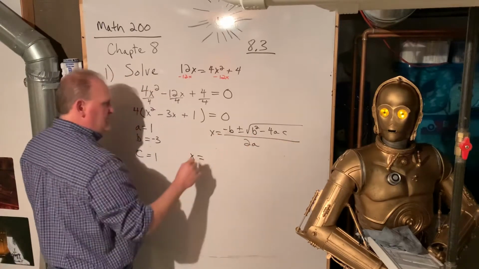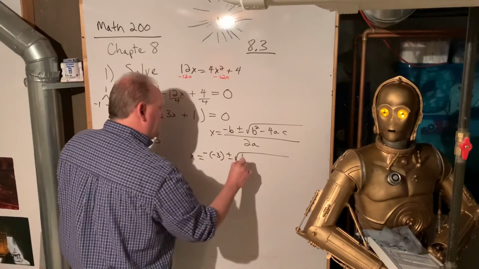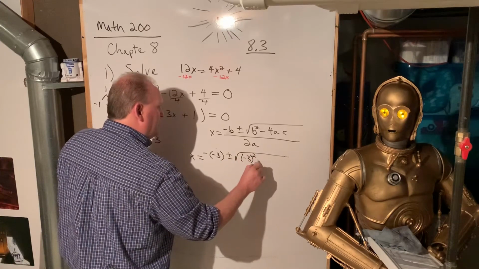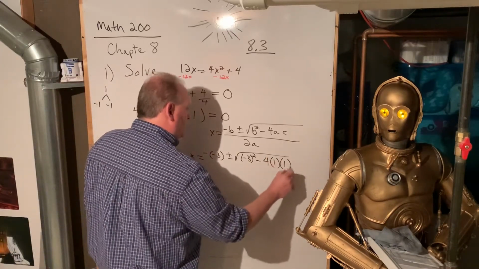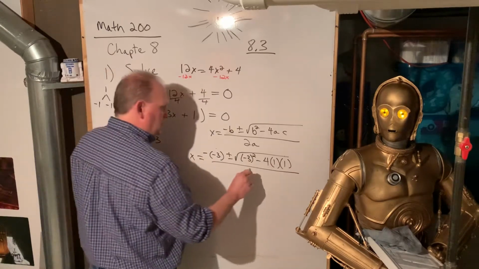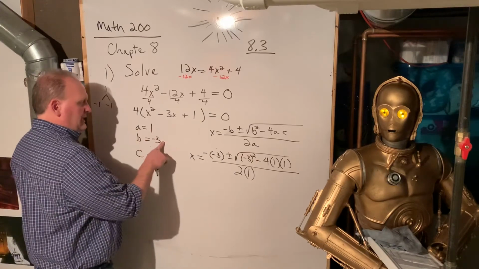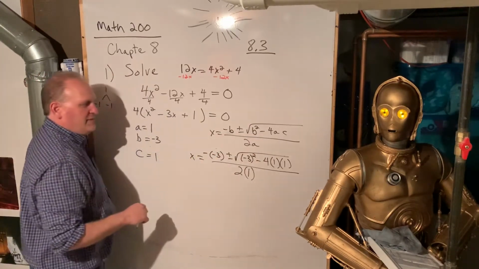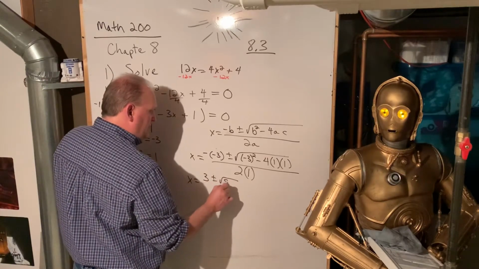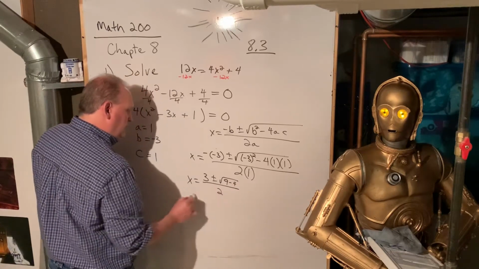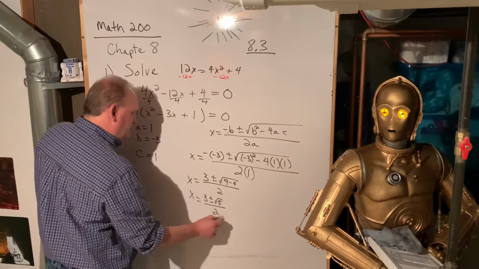Everywhere where we see a b, we're going to put a -3. Everywhere where we see an a, we're going to put a 1, and c gets a 1 also. So we sub in 1, -3, and 1 into this equation for a, b, and c. And now we work it out. 3 plus or minus the square root of 9 minus 4 all over 2. That is 3 plus or minus the square root of 5 all over 2.